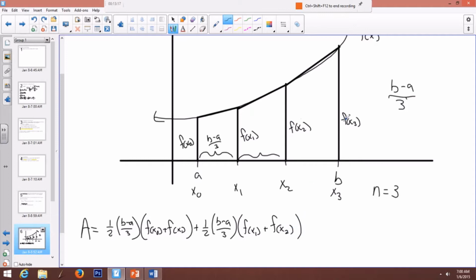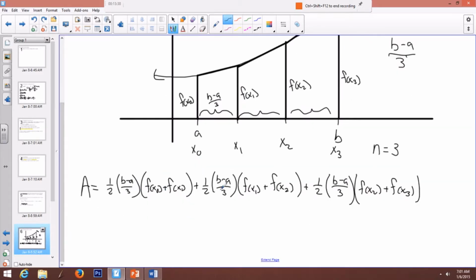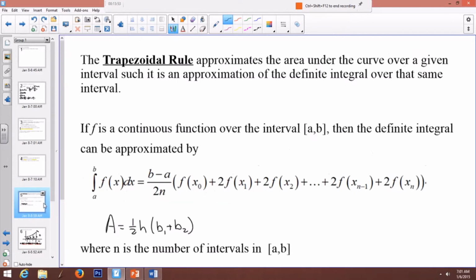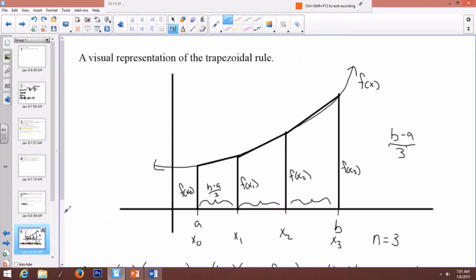And then my final trapezoid will have an area of 1/2, and it has the same base, b minus a all over 3. And its bases are f of x sub 2 plus f of x sub 3. Now, if you notice, I've got 1, 2, 3 terms, and I'll try and highlight those right here. I've got this one, this one, and that one. And all 3 of those have an expression of this 1/2 b minus a over 3. So if we go back, notice, basically it looks like I factored all that out and put it out front. And that's what I'm going to do here.